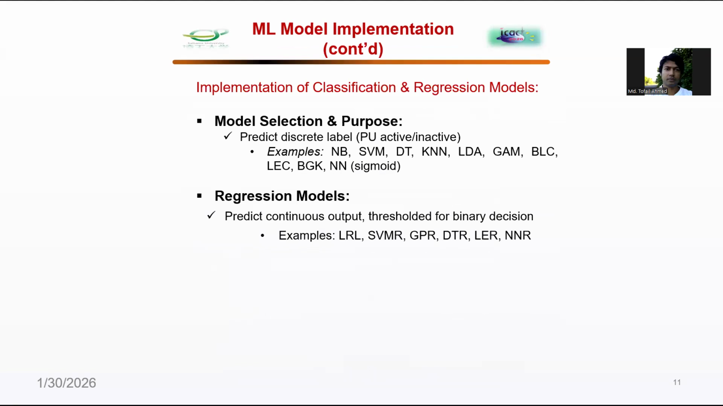We test two main approaches. The first is classification models like SVM, DT, and NN, which directly predict whether a PU signal is present or absent. The second is regression models like SVM regression, Gaussian process regression, and logistic regression, which output a continuous value that we then convert into a decision using a simple threshold. This setup allows us to evaluate which strategy works best for spectrum sensing in different scenarios.